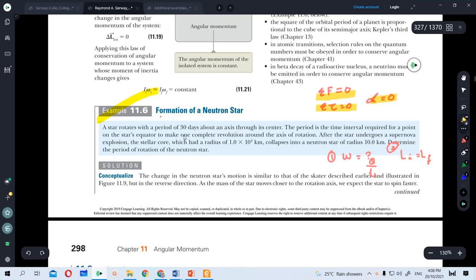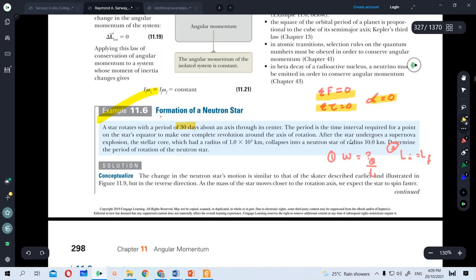So given situation is a star having a period of 30 days, it rotates about an axis through its center. Now the period is the time, so it's explaining time interval required for a point on a star equator to make one complete rotation, one complete revolution around the axis of rotation. Maknanya pusingan satu bulan. Macam itulah, satu pusingan. Dalam kita satu bulan. Right.